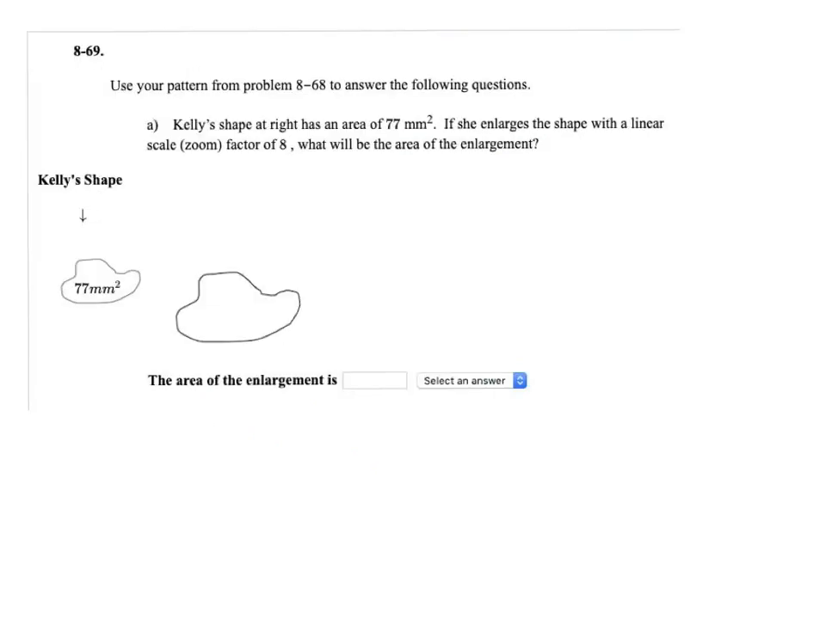Okay, in problem 8-69, we're going to use both linear and area ratios to solve this problem. So to start with, let's look at what we have for a linear ratio. It says a linear scale factor or zoom factor is 8. So that means my linear ratio is going to be 1 over 8. To find my area ratio, what I have to do is square my linear ratio. So that will be 1 over 64. So I have an area ratio of 1 over 64.